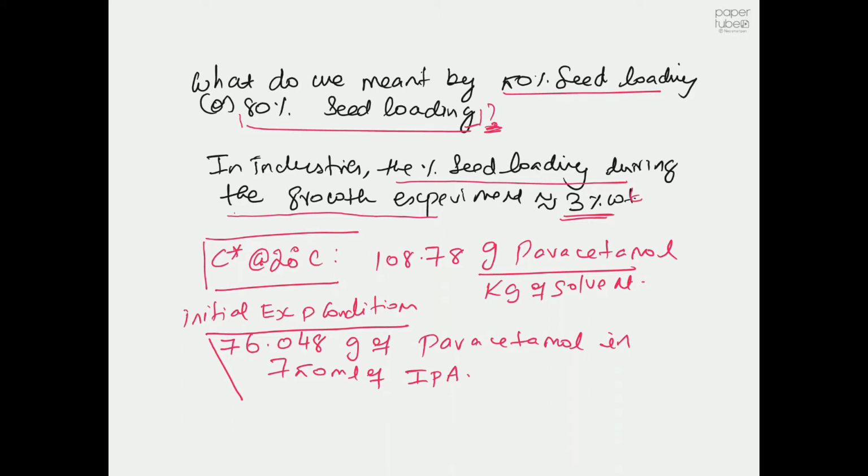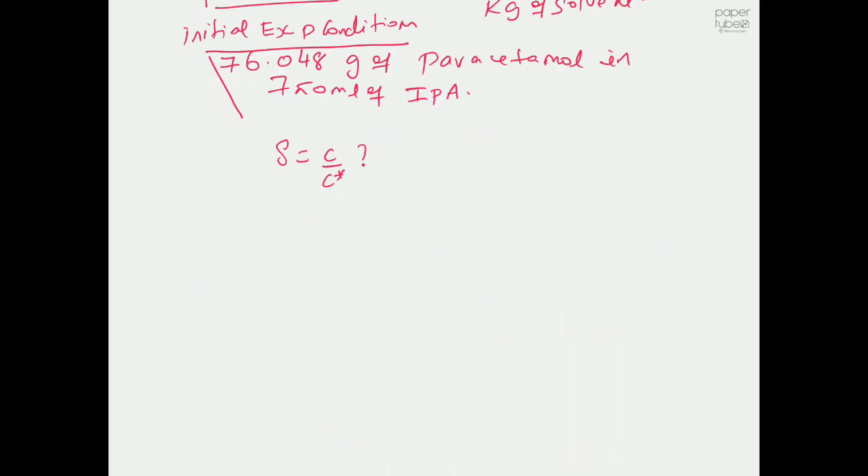So before thinking about the percentage seed loading, the first job we should do is to calculate the supersaturation ratio. And then we have to calculate the amount of mass that we can crystallize from this experiment. So if you want, we can call it the theoretical amount of mass that we can crystallize.